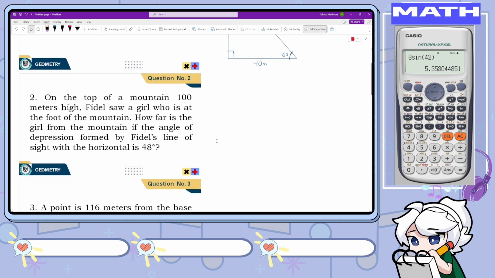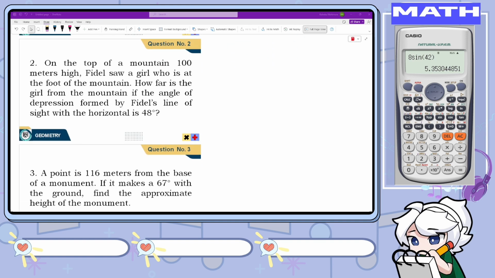Let's move on to the next problem, wherein we don't have a special triangle. On the top of a mountain 100 meters high, Fidel saw a girl who is at the foot of the mountain. How far is the girl from the mountain if the angle of depression made by Fidel's line of sight with the horizontal is 48? If we have an angle of depression, the person must be on top. So let's imagine this person is here, and the angle of depression is 48.